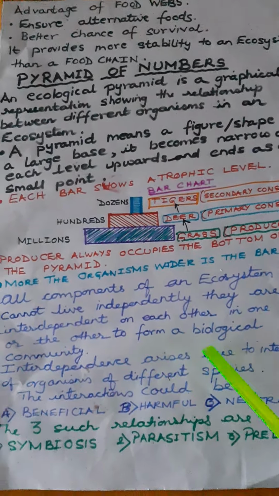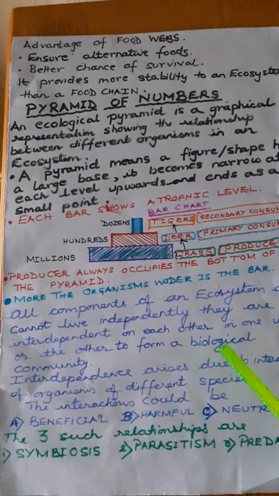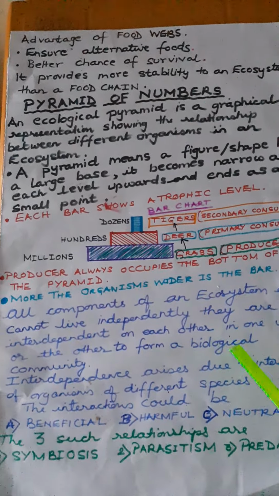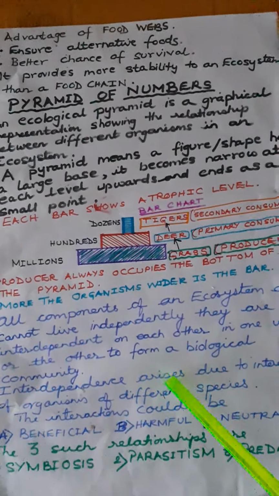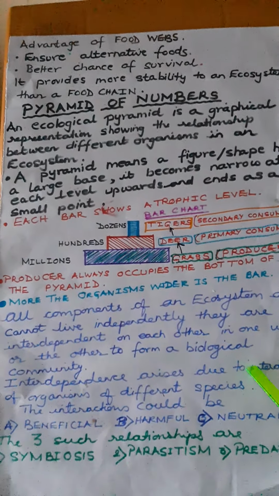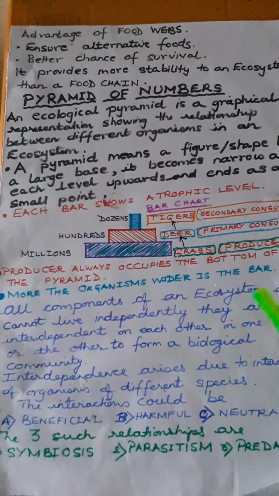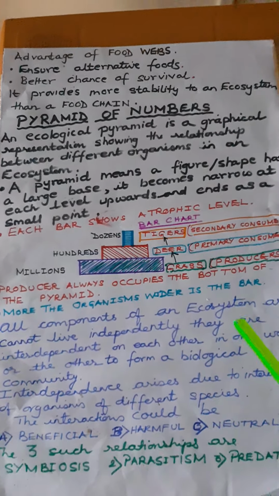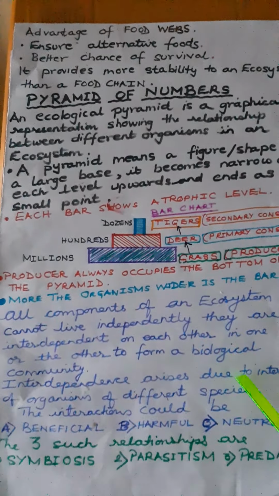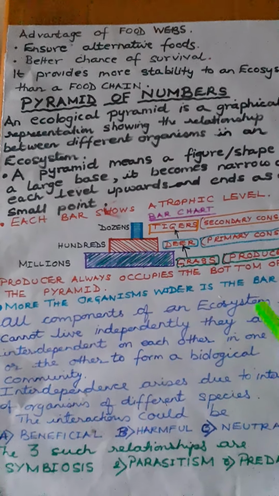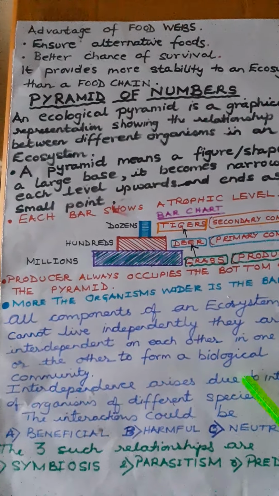Because of this interaction, they are dependent on each other. Interdependence arises due to the interaction of organisms of different species. They interact with different organisms of different species. What type of interaction could it be?